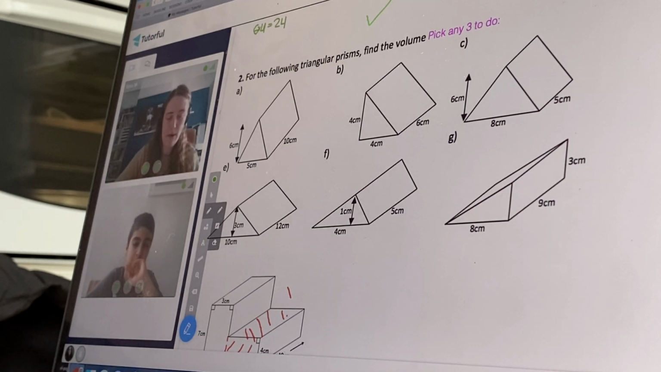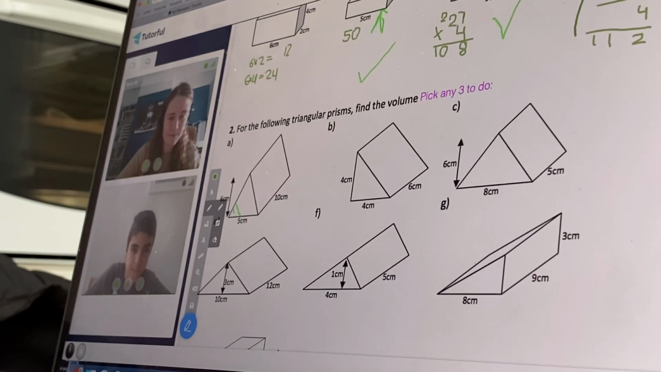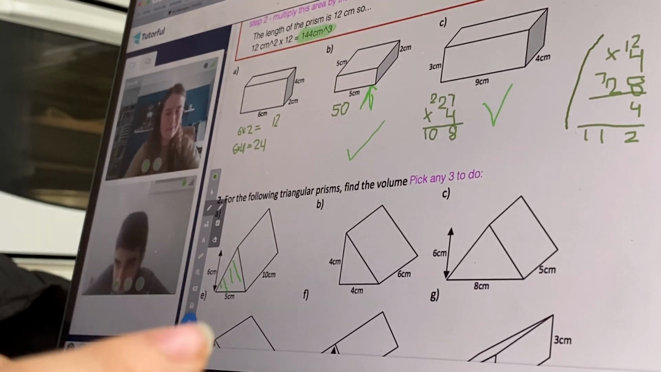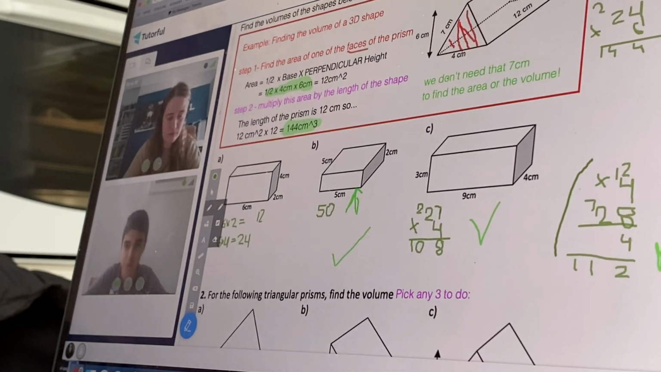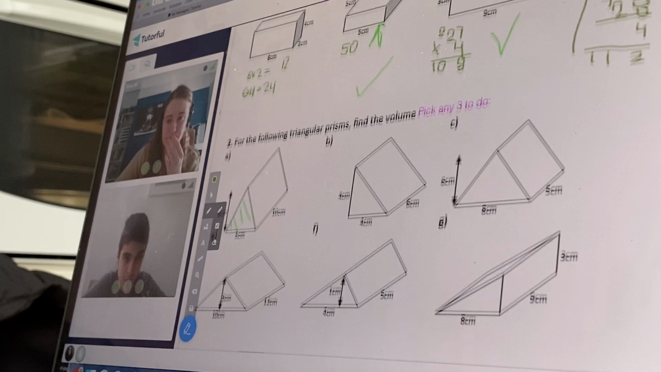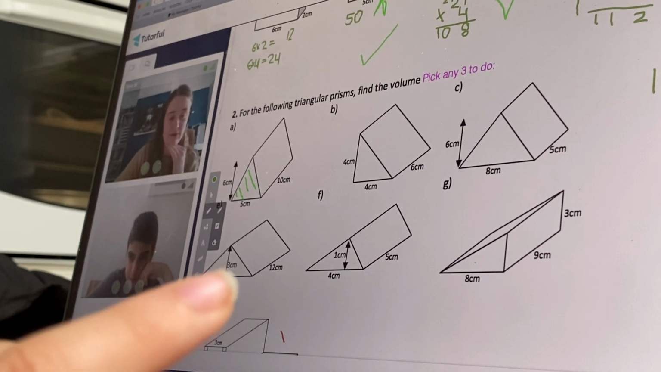Okay, so remember from the example above, we want to find the area first. So pretend that the rest of the shape isn't there and that we just want to find the area of this face. How would we do that? So we need to half, because the triangle, you always half it. Because that's what I did for this one in the red box. I halved the 4, then I multiplied it by 12. So we need to half the 5. You do a half times 5 times the 6.